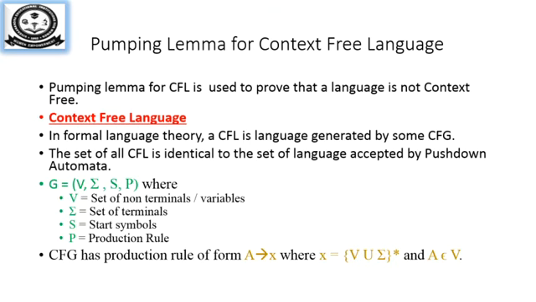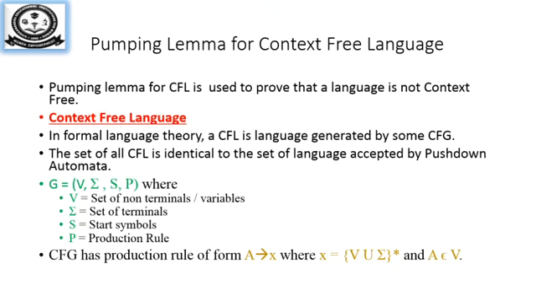Before going to what a context-free language is and using it with the pumping lemma, we will take a small refresher about what a context-free language is. A context-free language is a language that is generated by a context-free grammar. The set of all context-free languages is identical to the set of languages that are accepted by pushdown automata. The context-free grammar has four tuples: V, T, S and P. V is a set of non-terminals or variable symbols, sigma is a set of terminals, S is the start symbol, and P is the production rules.